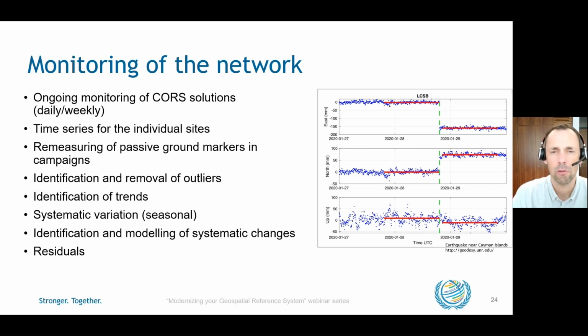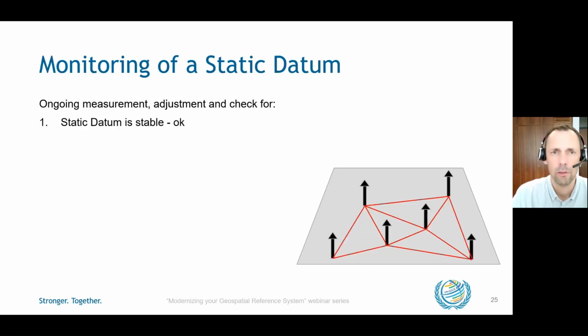The passive markers, on the other hand, have to be remeasured in campaigns. As a result of the monitoring, we can identify and, if necessary, remove outliers, and identify trends or systematic variations. Based on the results, we can also create models for systematic changes and variations, as well as consider the residual errors that cannot be assigned to any systematic. The residuals from monitoring and adjustment of the static datum give us information about the network quality.